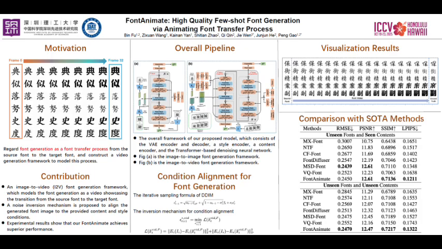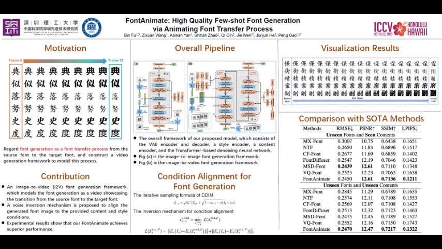Visually, FontAnimate produces fonts with clearer strokes, smoother curves, and coherent local details, while previous models show artifacts or missing components. Moreover, by viewing the generation process as a video, we can visualize the smooth evolution of each character from source to target, something previous methods cannot offer.